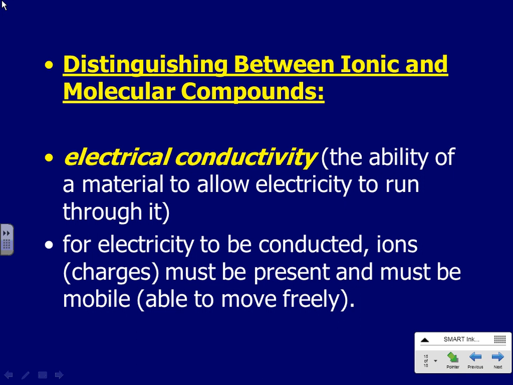Ionic compounds have charges in them. And if those charges are locked in place in the lattice structure, electricity can't flow. But if the charges are able to move and flow along, positive charges one way, maybe negative charges the other way, that's the flow of electricity. That is conducting. So it doesn't have to be electrons that flow. It just has to be charges that flow.